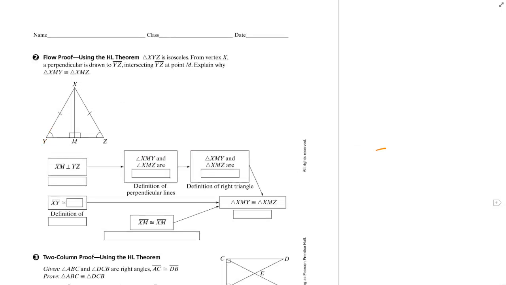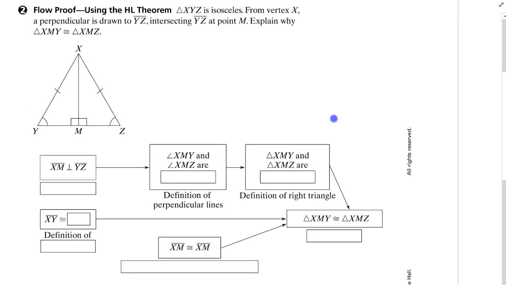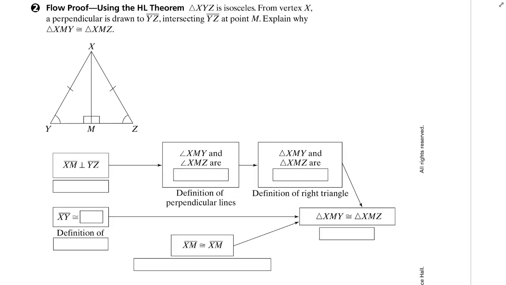Next page. We're going to use the HL theorem to decide on some more congruent triangles. It looks pretty similar, doesn't it? Well, here we go. This is the flow proof, so a flow chart. And we have to write a statement and the reasons here. So why can we say that XM is perpendicular to YZ? Well, look at this. From the vertex, a perpendicular is drawn to YZ. So X perpendicular drawn down perpendicular to YZ. Oh, because they told us so.